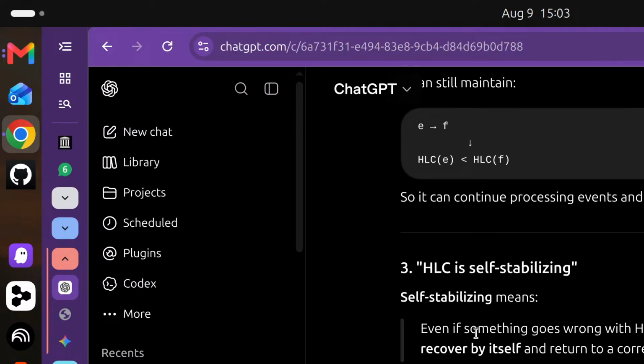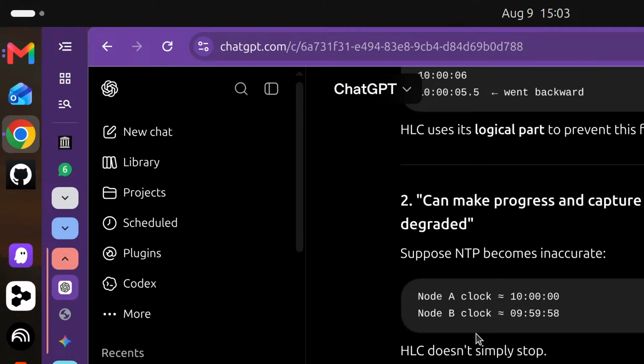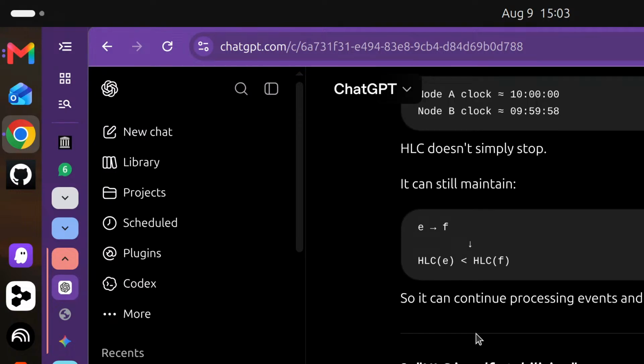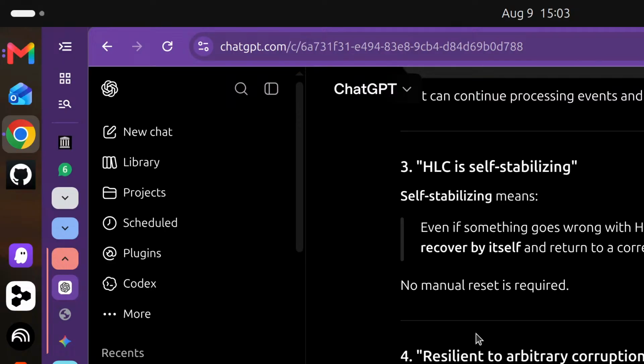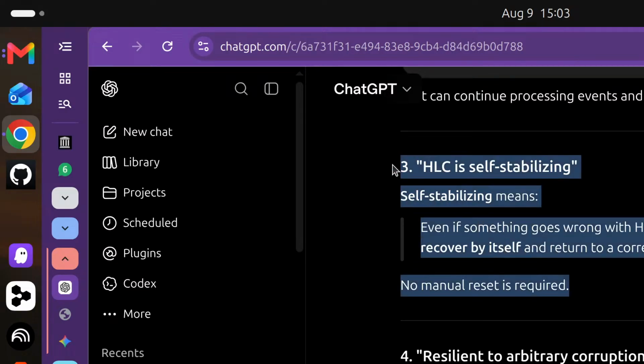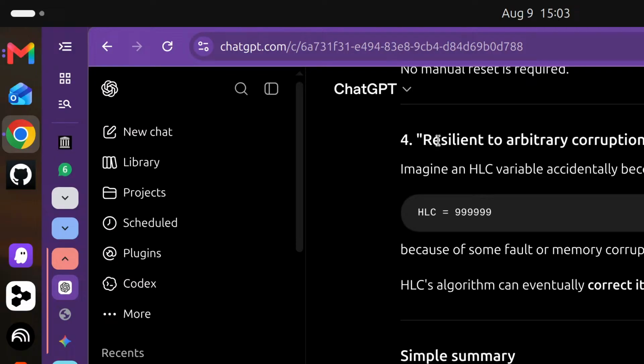Even if the synchronization has degraded, HLC is self-stabilizing. Self-stabilizing means that even if something goes wrong with HLC's internal state, the system can eventually recover by itself and return to a correct state. No manual reset is required. Fourth, it is resilient to arbitrary corruption of clock variables. Imagine HLC variables accidentally become corrupted because of some fault, like memory corruption. The HLC algorithm can eventually correct itself while the system continues running.